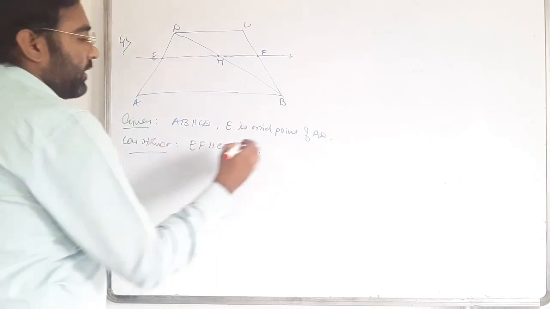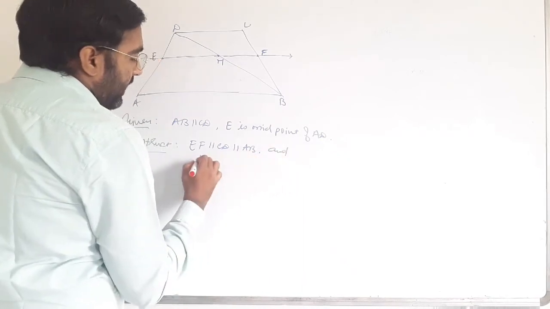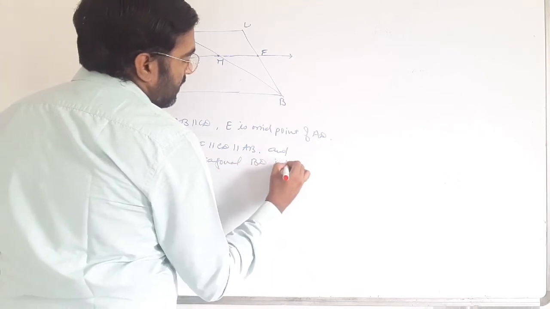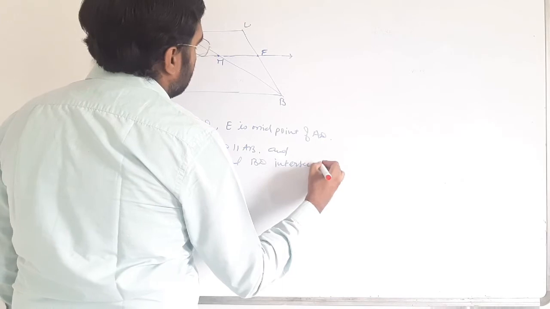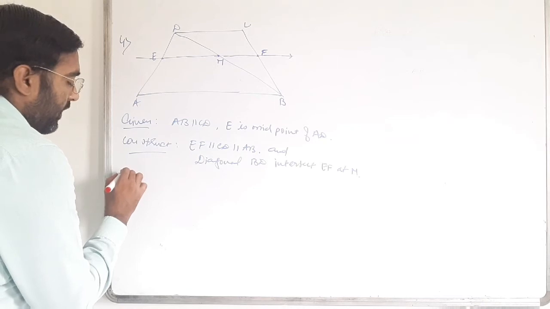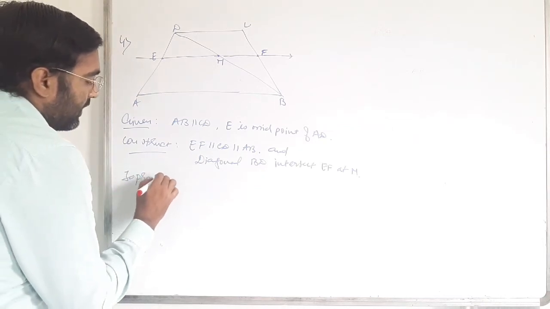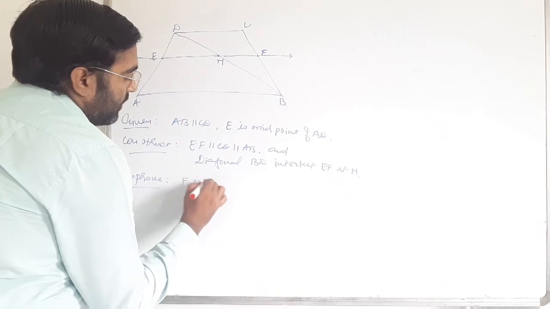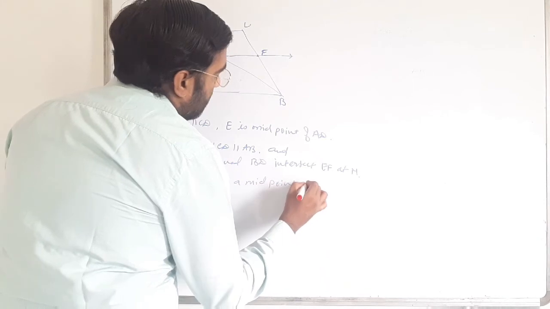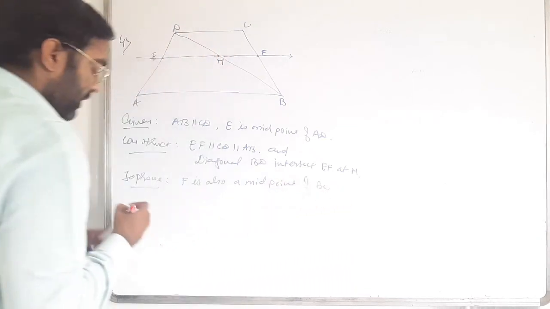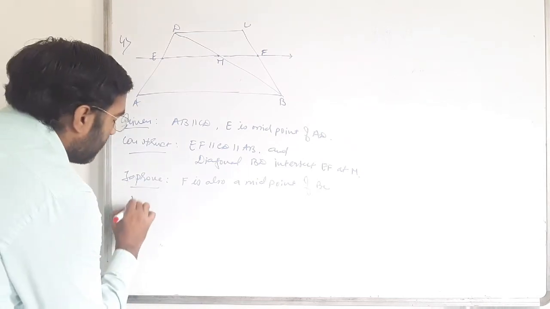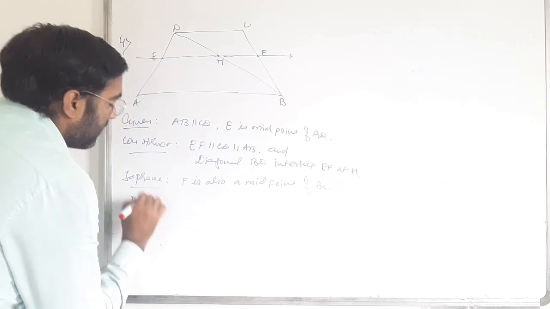Okay, and diagonal BD intersects EF at M. To prove that F is also a midpoint of BC. Okay, here we have to use the converse of the midpoint theorem, because parallel lines are given.